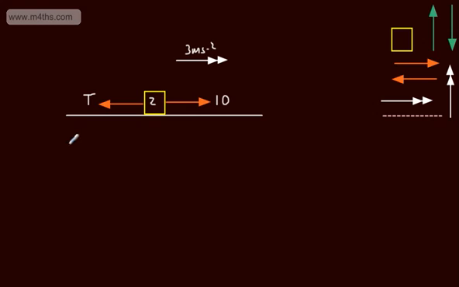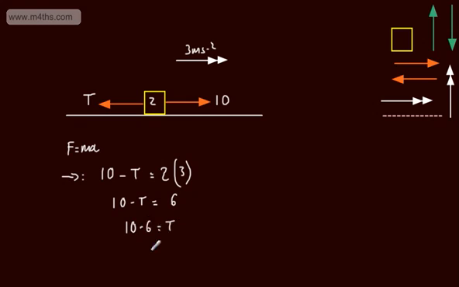So using Newton's second law, F is equal to ma. We will resolve now from left to right, okay? So we're going to have the force of 10 newtons pulling this way, minus now the force of the T in the opposite direction, and that would be equal to the mass, which is 2, multiplied by the acceleration. So we can see that 10 minus T will be equal to 6. We can see that 10 minus 6 will be equal to T. So we can see that T would be equal to 4 newtons.